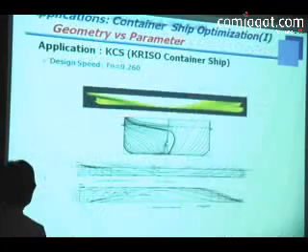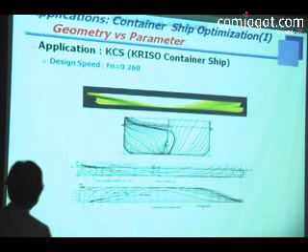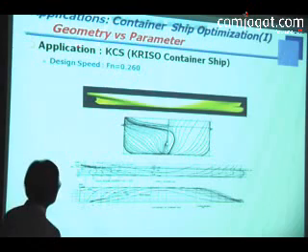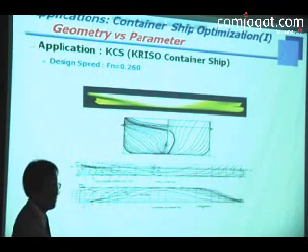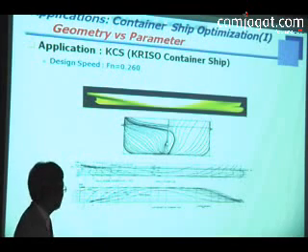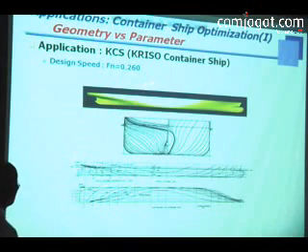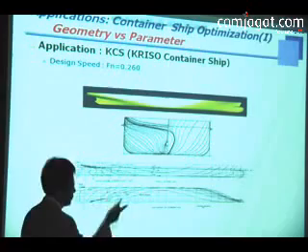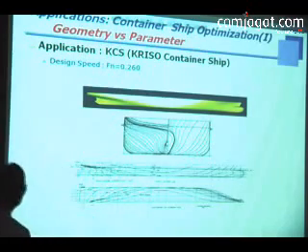Actually, now our KCS is applied for these two methods. One is the geometry handling, the other is parametric handling by using modification function. We use KCS. Design speed is Froude number 0.26. Akimoto calculated motion using this model.